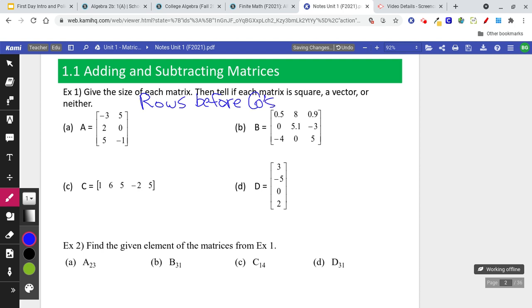Rows before columns. A matrix is a bunch of numbers organized in rows and columns, and it's going to be helpful for you to remember rows come first. Think about rows before you think about columns, rows before columns.